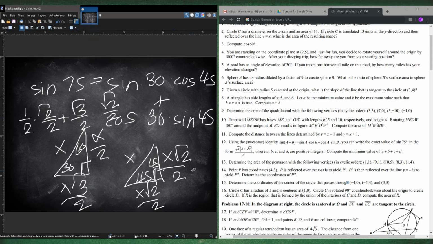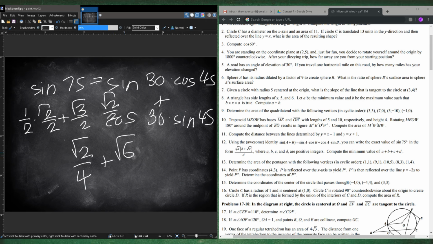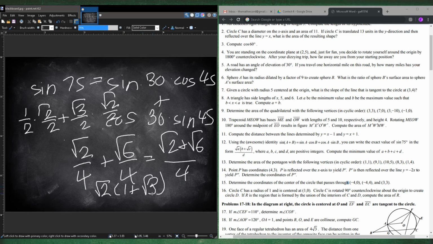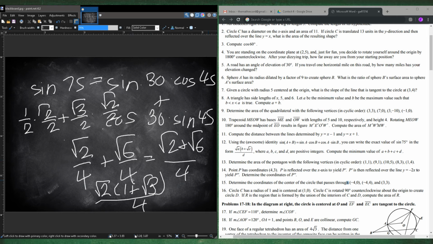So let's erase part of this so we get a little bit more room. Okay. Multiplying that together, that's square root 2 over 4 plus square root 6 over 4. So we can put them together, so that's square root 2 plus square root 6 over 4. You could factor out the square root 2, so you get square root 2 times 1 plus square root 3 over 4. So a would be equal to 2, b would equal 1, c would equal 3, and d would equal 4. So a plus b plus c plus d is just 1 plus 2 plus 3 plus 4, which is equal to 10. So the answer for 12 would just be 10.